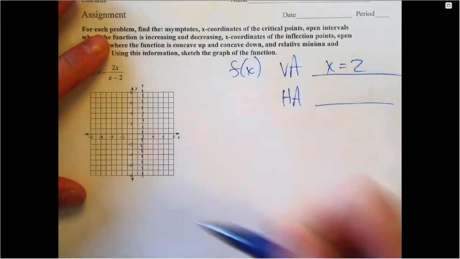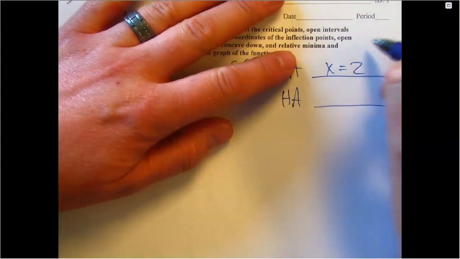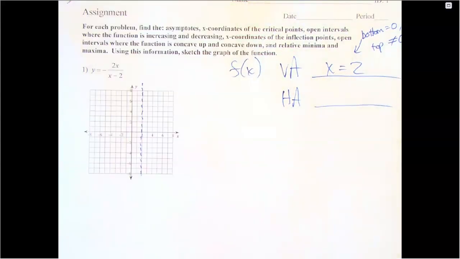Start the graph process. So this is where it comes from. So it's like bottom equals 0, top not equal.